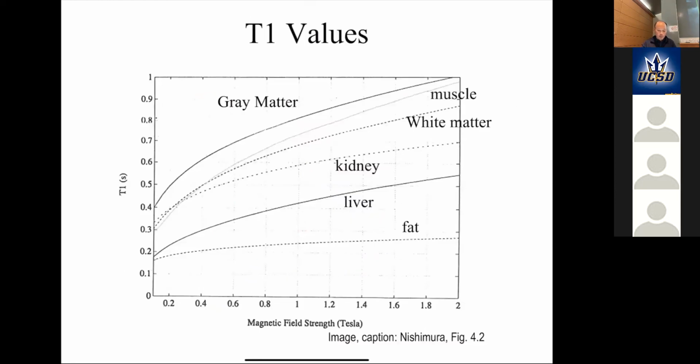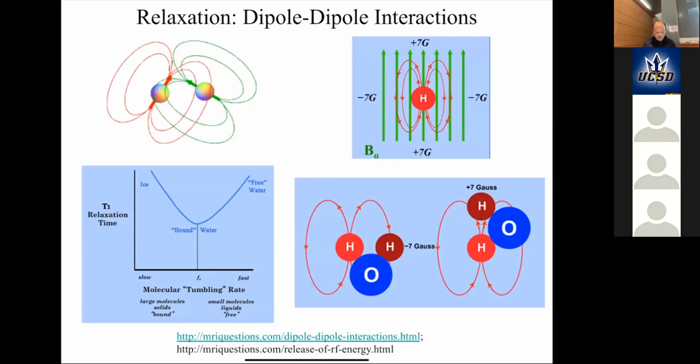Okay. So today we're going to get into why different tissues have different T1s, what governs T1, and also why T1 changes with field strength. The idea behind this is that we need to start thinking about how atoms and molecules interact with each other.